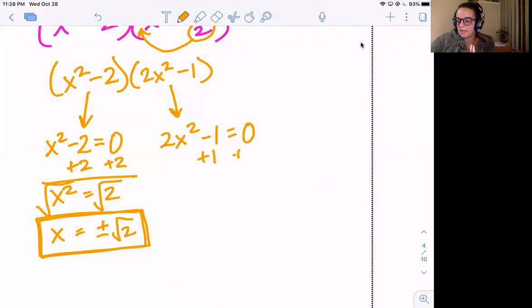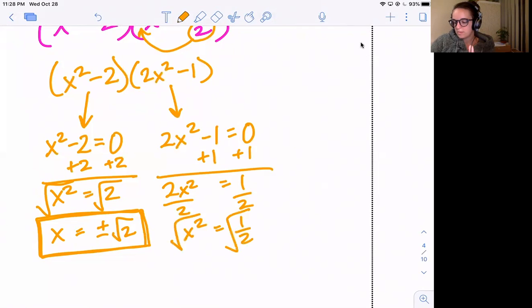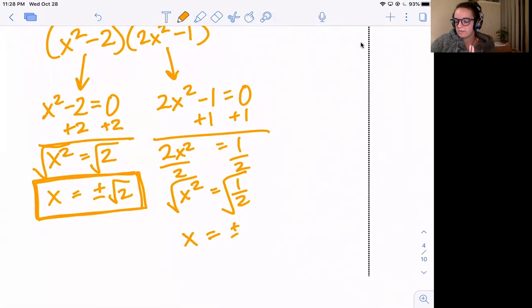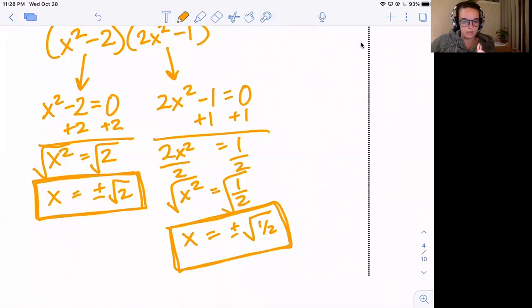And then for 2x squared minus 1 equals 0, I'm going to add 1 on both sides. 2x squared equals 1, divided by 2. x squared equals 1/2. Take the square root of both sides. x equals positive or negative square root of 1/2. This is fine for now. There is another step called rationalizing the denominator. If you know how to do that, you can take it a step further here, but this is fine for now.